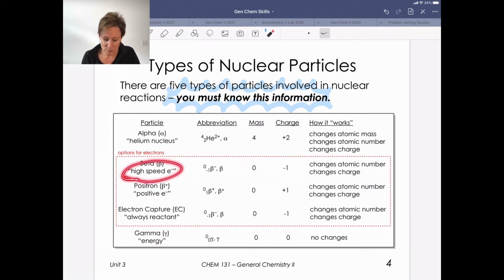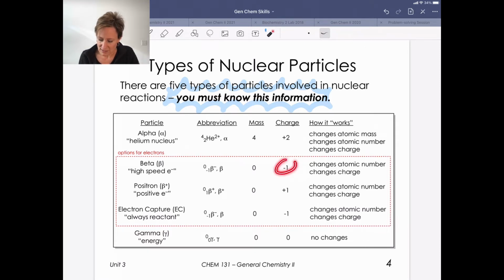Okay, this is a high-speed electron that's emitted from a radioactive species. It's abbreviated like this. We can see here this reminds us that it has a -1 charge. It has no mass. And you can sometimes see it written with an e for an electron or a beta, that beta to indicate it's a beta particle.